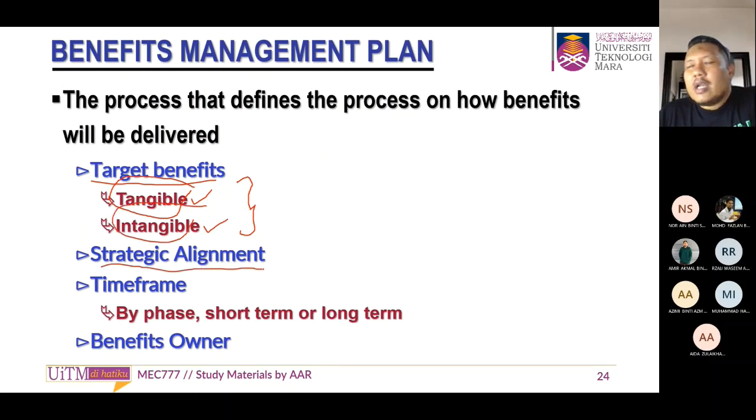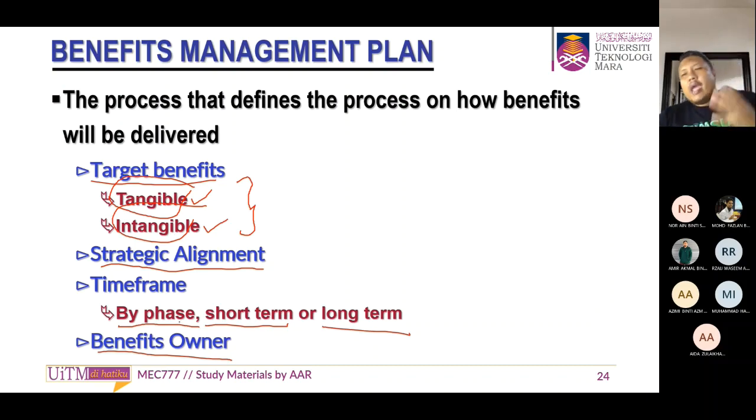Okay, look into the strategic alignment. Normally we have two parties, we combine with what we call a business partner, then we have a strategic alignment. The time frames, this is the benefit of the management plan. We have project phase by phase, so we can control the short term or the long term time frame. This will benefit the owner. The management plan will benefit the owner.